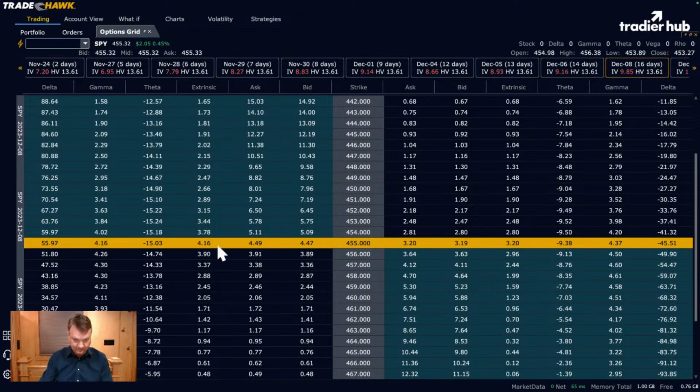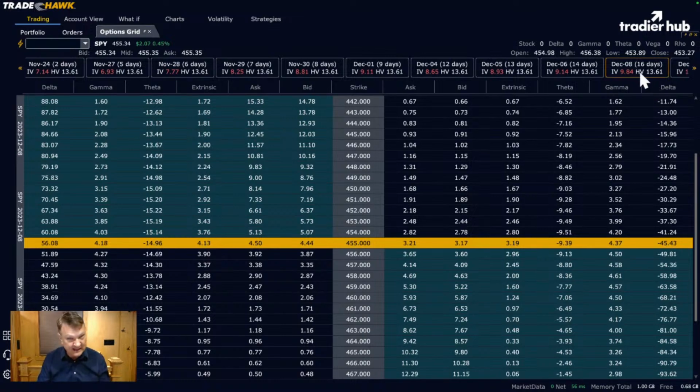Okay, so on the left-hand side, we have calls. On the right-hand side, we have puts. The underlying stock right now, SPY, is at 455. So here's the options grid of the TradeHawk software, where we highlight where that strike price is at. We have bid, ask, delta, gamma, theta, and then we have extrinsic value, which is time value, and that's what we're dealing with here.